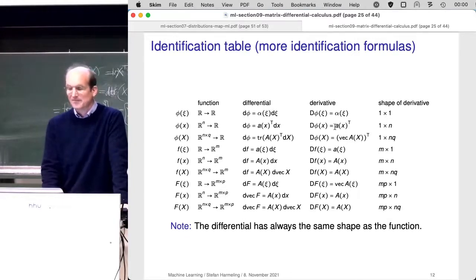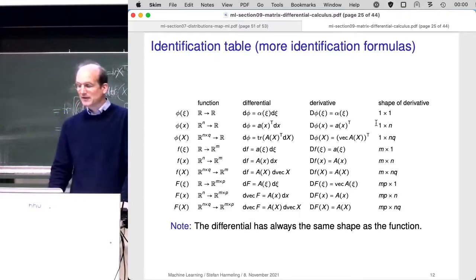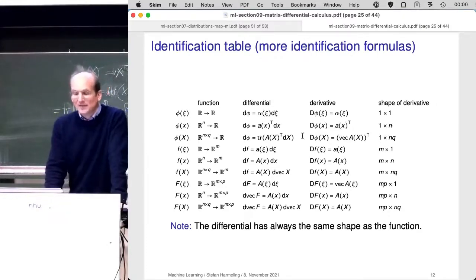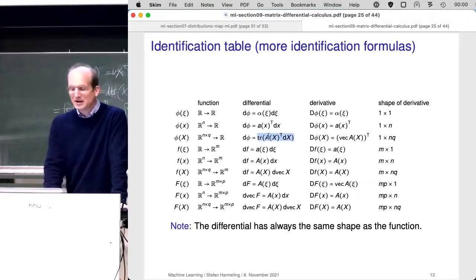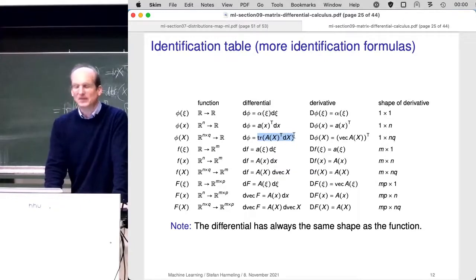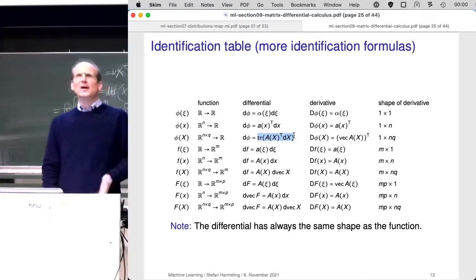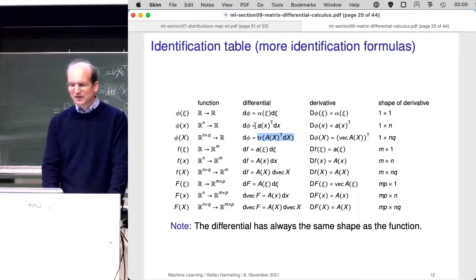Okay? Since the input might be an n-dimensional vector, then the derivative in this case, by this convention, is a 1 by n. Now comes the interesting one. Suppose we have a matrix valued input, then you need to bring it to this form here, the trace of the matrix times dx. Now, where does the trace come from? How is it a special case of the line above?